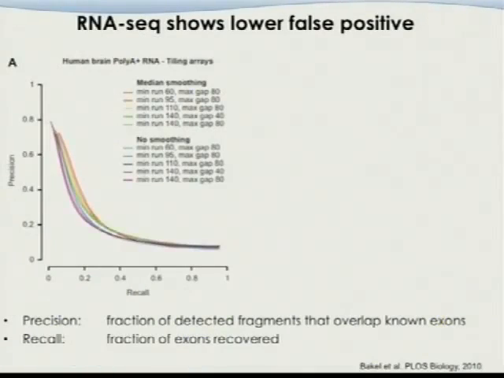And the next thing is that RNA sequencing shows lower false positives compared to arrays. This figure is a precision recall curve. Let's go through that slowly. So what is a precision recall? Before we get into that, let me tell you about their experiment a little bit. What they used is a microarray platform called tiling array. How many of you know this technology, tiling array?